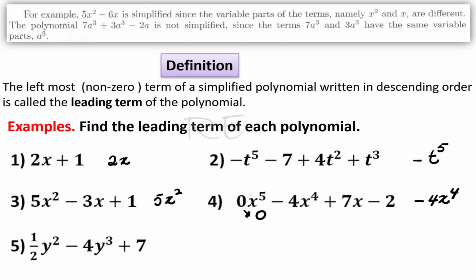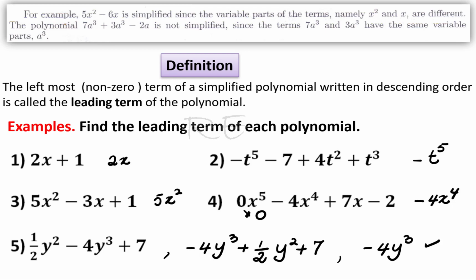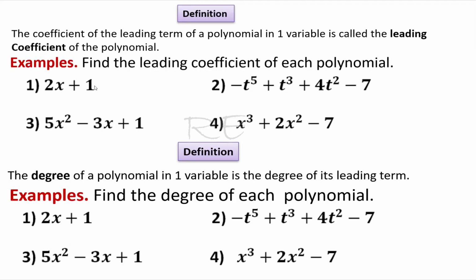For 5, the leading term is negative 4y cubed. The reason is that 5 is not written in descending order. In descending order, 5 would be negative 4y cubed plus half y squared plus 7. So the leading term is negative 4y cubed.